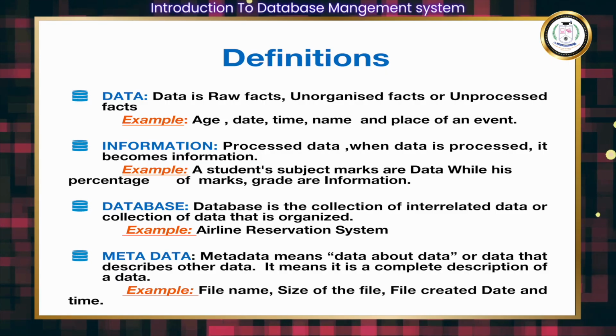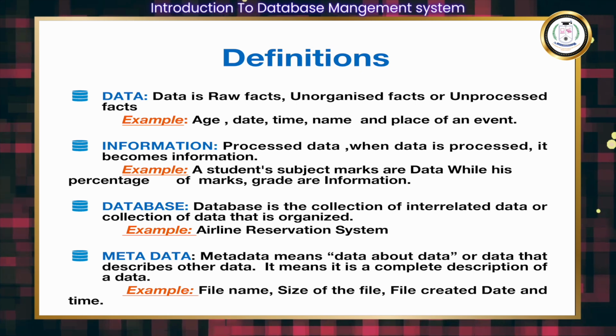Next, let us see what is database. Database is a collection of related data. Now, a random collection of data or data that is not related cannot be referred to as a database. It has to be a collection of related data. For example, the data in airline reservation system database has to be related to that particular airlines. Similarly, the data in hospital management system database has to be related to the particular hospital. So, this is what we call as a database.